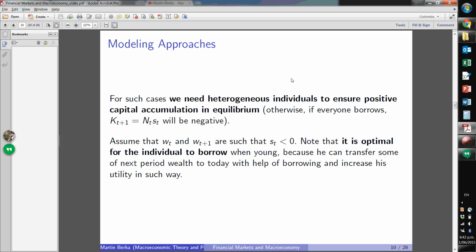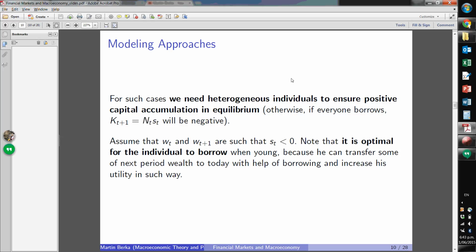In a closed economy setting, what we need to model a financial market, therefore, are both borrowers and savers. Otherwise, we are not going to be able to model a financial market sufficiently realistically, right? So we therefore need some kind of heterogeneous models, models which have different types of individuals, some of which are savers, some of which are borrowers, right? And that is necessary in order to have a positive capital accumulation equilibrium, so the financial market has to actually function.